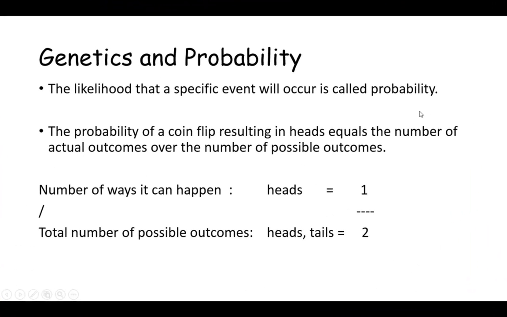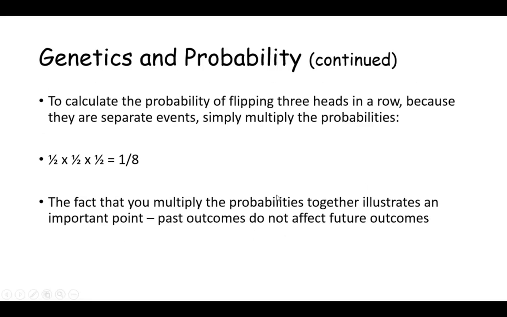Genetics and probability. The likelihood that a specific event will occur is called its probability. The probability of a coin flip resulting in heads equals the number of actual outcomes over the number of possible outcomes, or the number of ways it can happen. In other words, there's only one way that heads can happen, and the total number of possible outcomes would be heads and tails, so that would be 2. So that is 1/2.